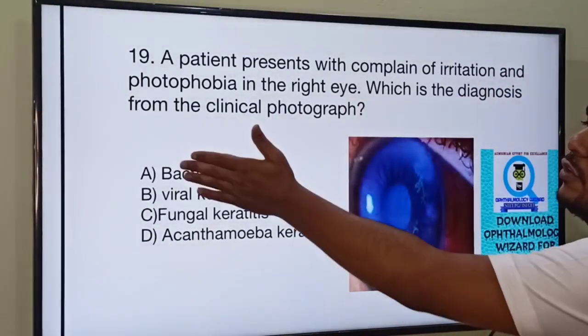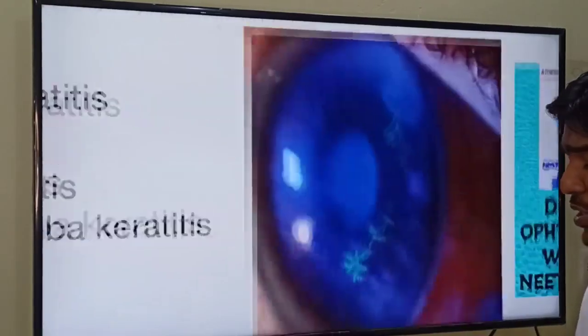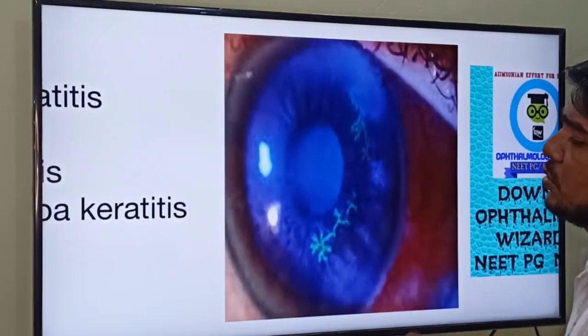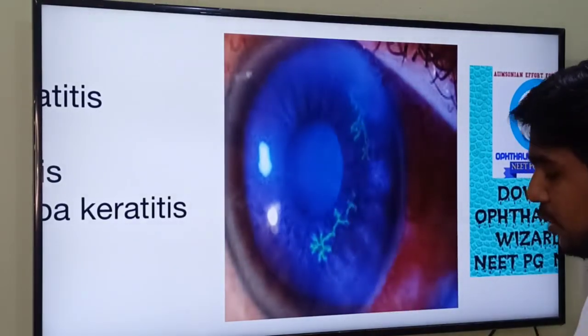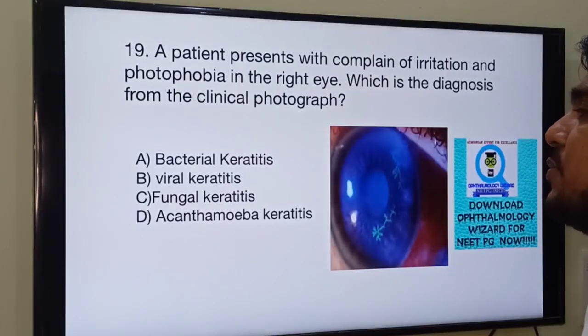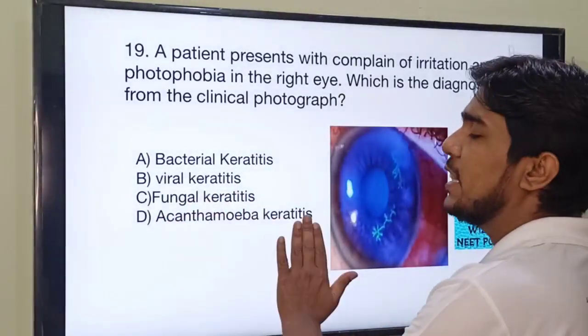Which is the diagnosis from the clinical photograph? This is the clinical photograph. What is the diagnosis? This is the fluorescent stained photograph. Okay, so can you see what is the diagnosis? Bacterial keratitis, viral keratitis, fungal, or acanthamoeba?